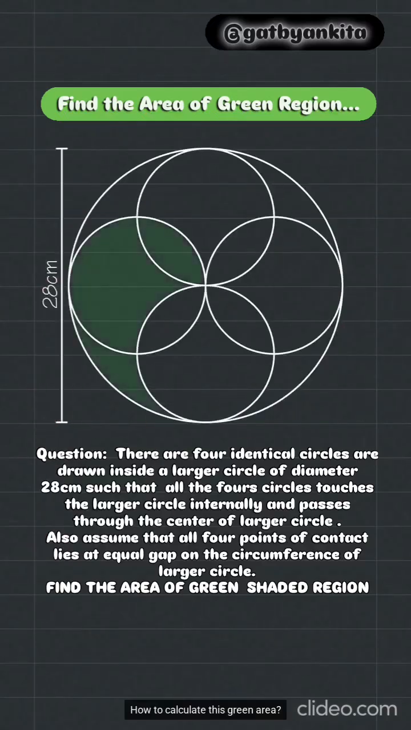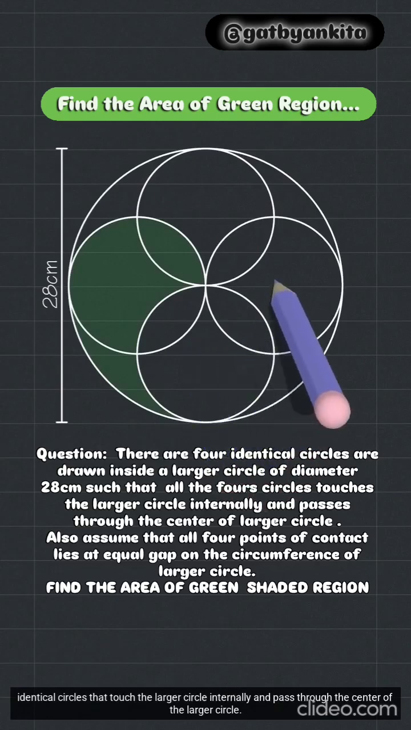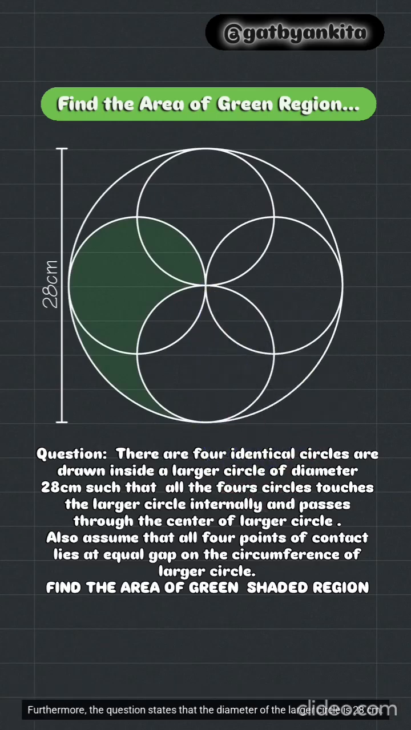How to calculate this green area? The question statement states that we have a larger circle. We have 4 identical circles that touch the larger circle internally and pass through the center of the larger circle. Furthermore, the question states that the diameter of the larger circle is 28 centimeters.